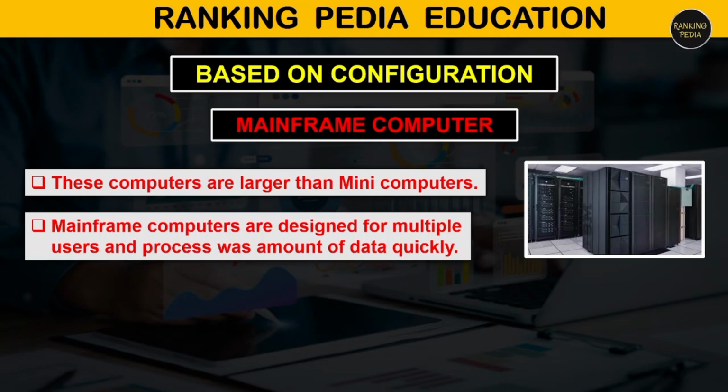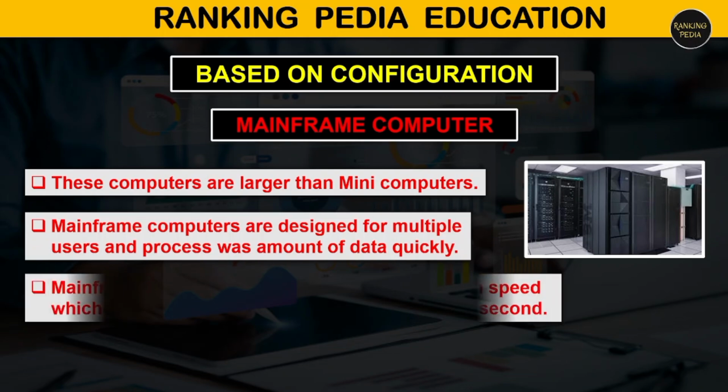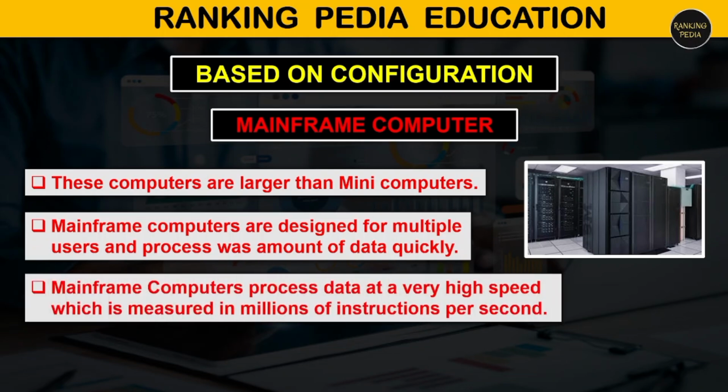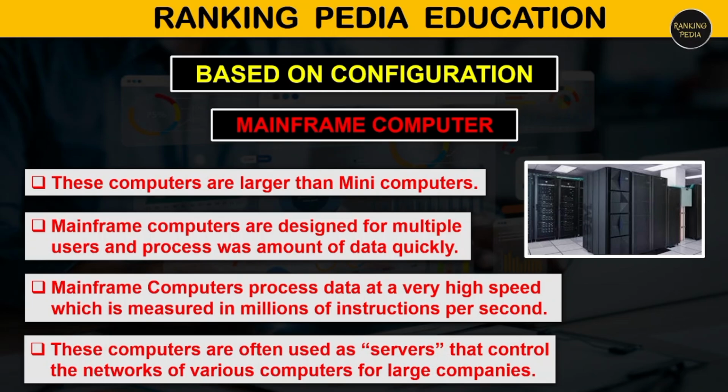Mainframe computers are generally used in insurance companies, manufacturing companies, or mail order companies, right? Mainframe computers process data at a very high speed, which is measured in millions of instructions per second. This is a very important property of a mainframe computer. These computers are often used as a server that controls the network of various computers for large companies. They are used for large-scale purposes.